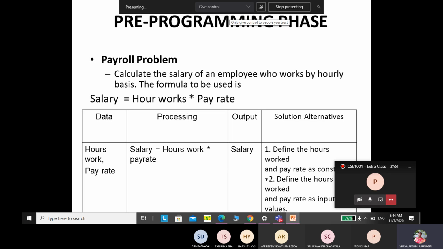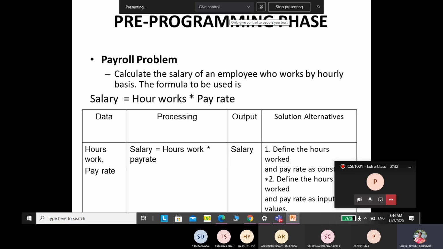So that is the salary of a day. Hourly basis means in a day, how much salary an employee will get, right? So I understand the problem. Have you understood this problem? Yes, ma'am. This is my problem. Manually, I know how to solve it, because number of hours worked into pay rate gives the salary.